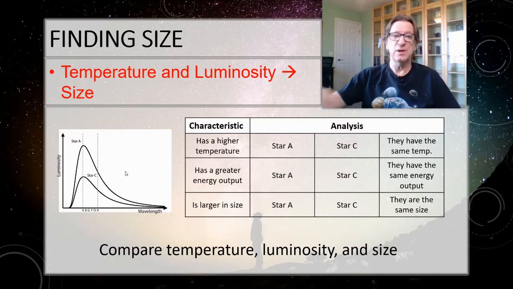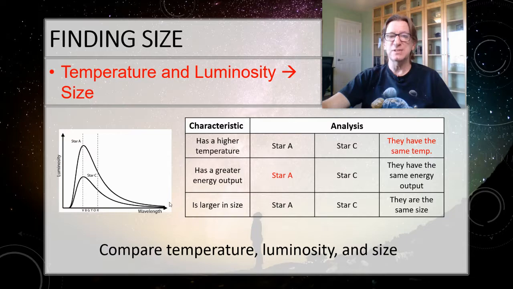Back? Okay, so which one has the higher temperature? Well, star A and star C peak at exactly the same point. If they've got the same peak wavelength, they've got to have the same temperature. You see why? Because hotter objects are bluer, but these two are the same color. Wavelength is color. All right, so which one has the greater energy output? Now we're looking on this scale here. Star A goes here, star C goes here, so star A must have the greater energy output. See how that works.